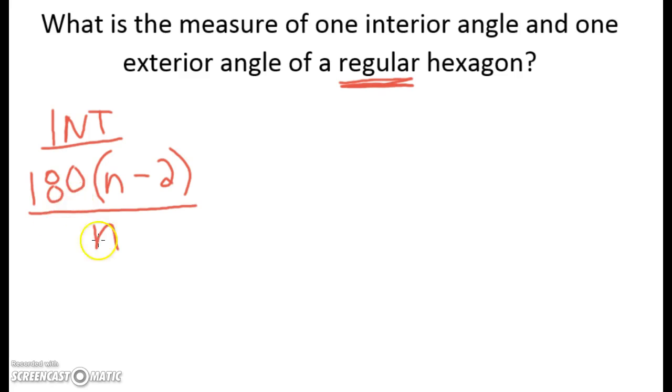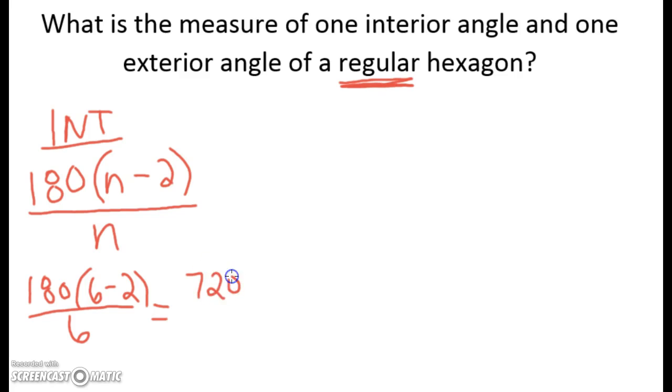Now, this is the formula that we're going to use, but we need to know what to plug in for n. N is the number of sides. How many sides does a hexagon have? Well, it has 6. So I would do 180 times 6 minus 2, and I would divide that all by 6. All right, so whenever I do that in my calculator, 180 times 6 minus 2, I get 720. And if I take 720 and I divide it into 6 equal pieces, I get 120 degrees. So that is the measure of one interior angle.